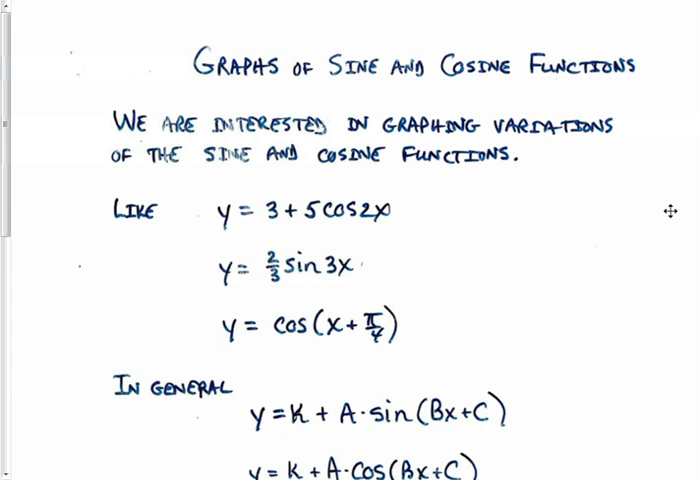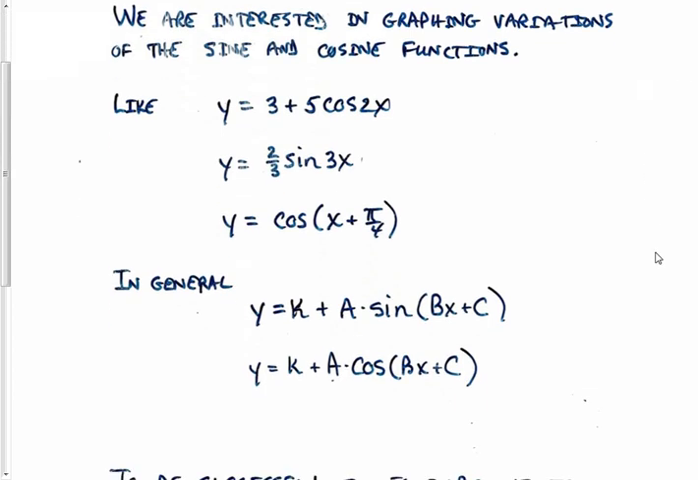We're not going to do these in this lesson, but we might like to graph y = 3 + 5 times the cosine of 2x, or y = 2/3 times the sine of 3x, or y = the cosine of the quantity x + pi/4. And you can see I've written this in general, and I must warn you that the letters that I use here may not match the ones in the particular book we're using at this point.